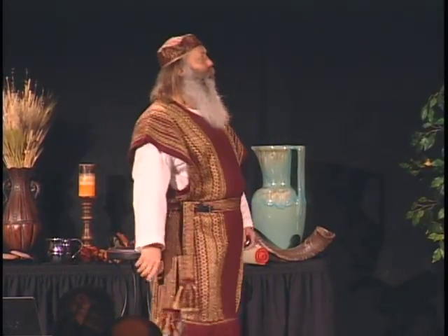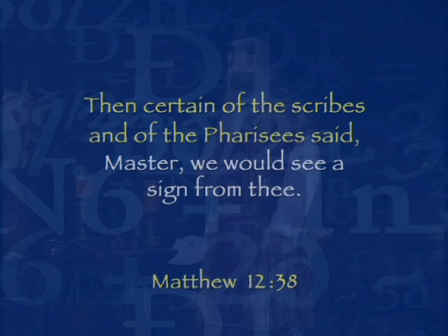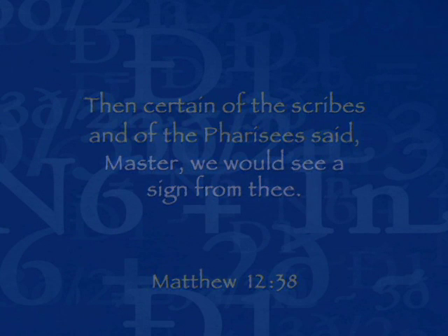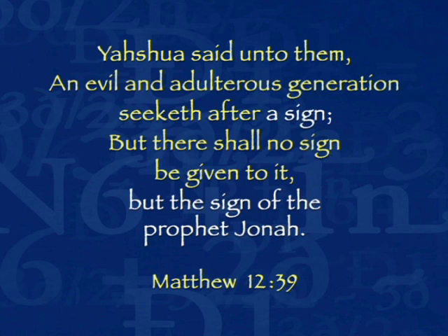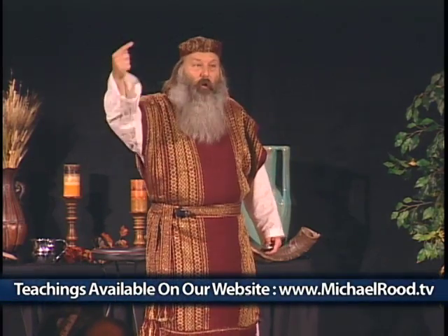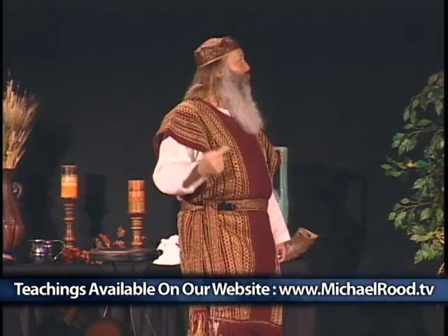Now we continue. And Matthew says, "Then certain of the scribes and Pharisees said, 'Master, we would see a sign from thee.' Yeshua said unto them, 'An evil and adulterous generation seeks after a sign, but there shall be no sign given unto it, but the sign of the prophet Jonah.'" So there is actually one sign, right? He said no sign but, and so we do have a sign, and what is it? It is a sign of the prophet Jonah.